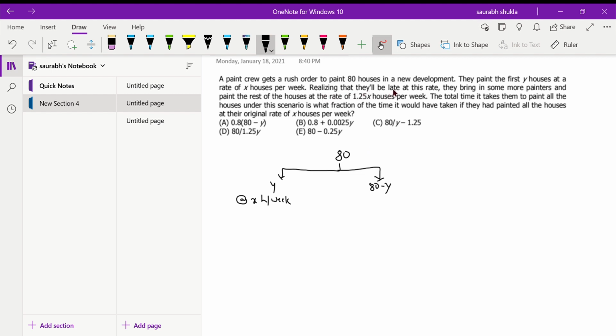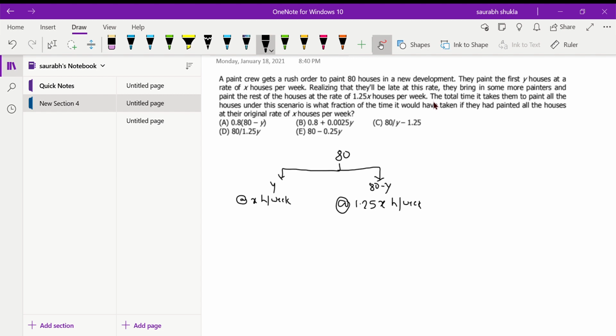Realizing that they will be late at this rate, they bring in some more painters and paint the rest of the houses at the rate of 1.25x houses per week. All right. So now the remaining houses they paint at the rate of 1.25x houses per week, right? So now they've increased the number of houses that they are painting per week. Okay. Let's go to the question.